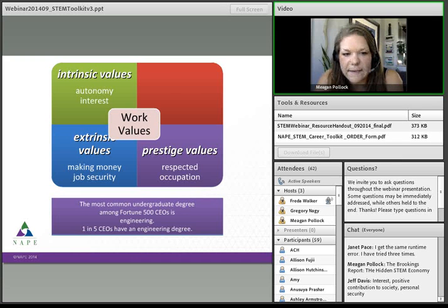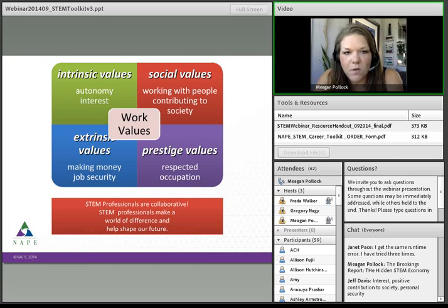The next work value is social values. So a couple of you listed on the poll the idea of making a difference, but what's different that I didn't see on the list is the idea of wanting to work with people. And so when we think about careers in STEM, I know for myself when I was a young person, I was afraid of being relegated to a cubicle for the rest of my life. And that's certainly not the case at all.